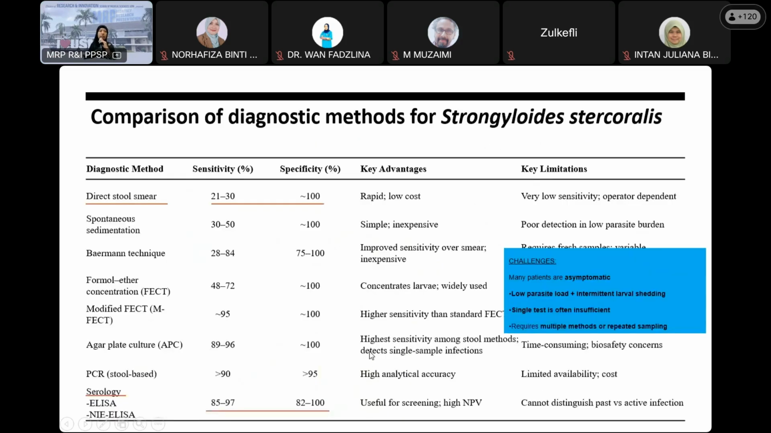Comparing the diagnostic methods, we have many diagnostic methods for strongyloidiasis, but the current one that we use in our lab is direct stool smear. The sensitivity is quite low, 21 to 30%, and specificity is 100%. It means that if you see the larva, it is specific and diagnostic. But for serology, the sensitivity is higher, 85 to 97%, way better than the stool smear. But the specificity is slightly lower, 82 to 100%. Why? Because if you detect the antibody, it can be acute or chronic infection or previous exposure.